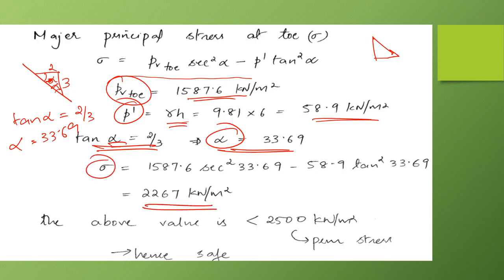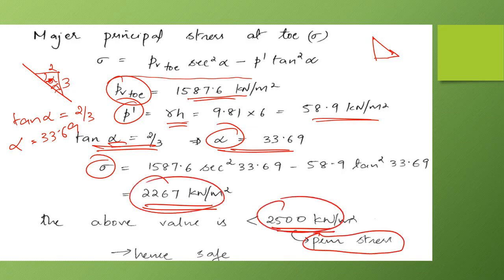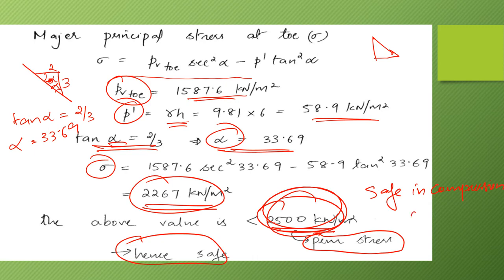And as the above value is less than 2500 kilonewton per meter square, that is the permissible stress of concrete as per the question, it is given in the question. As the principal stress is less than this permissible value, the structure is safe, and we can say that the structure is safe in compression or crushing.